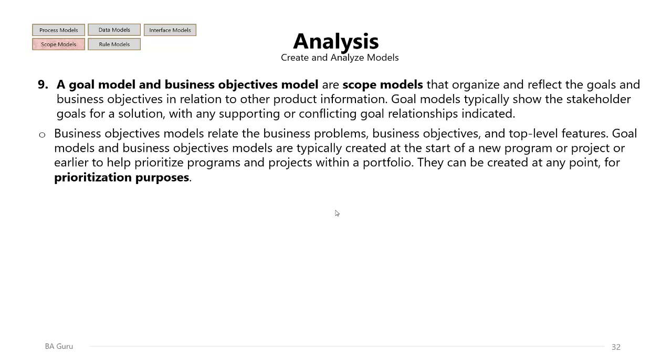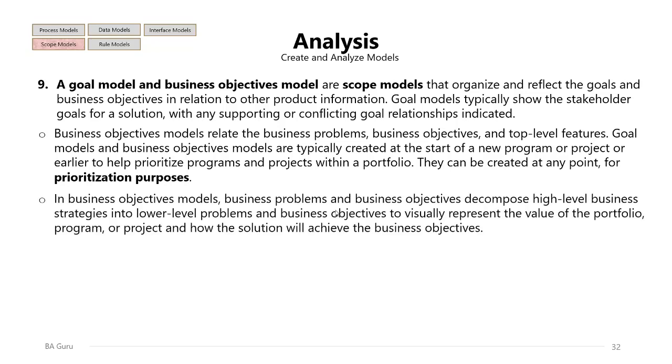So scope models, the goal model and the business objective model, can be used as scope models, and they can be used also as prioritization tools and techniques. It can be used at the early phases of the project to define the scope and to align the scope with the business goals and objectives, or you can use it in order to prioritize different projects and programs that are part of a portfolio.